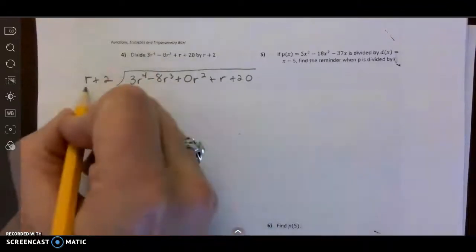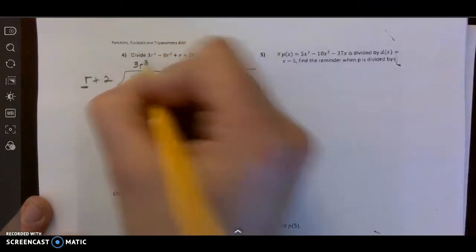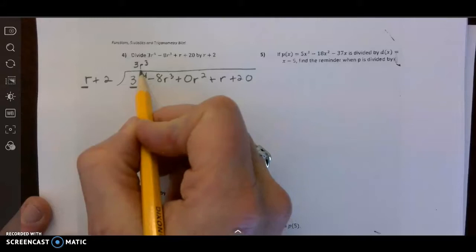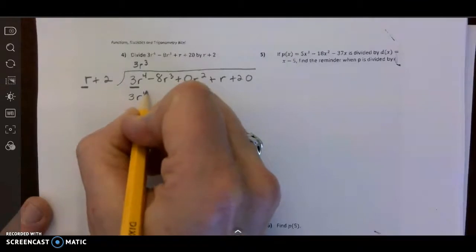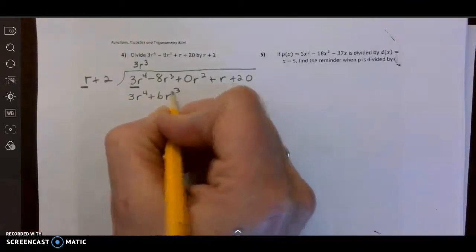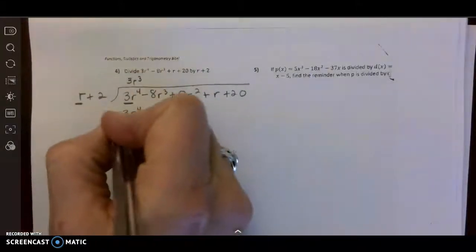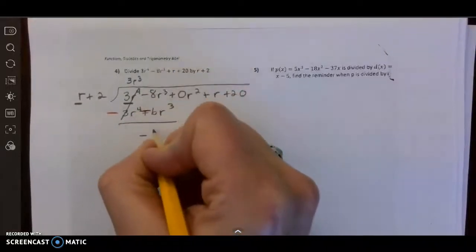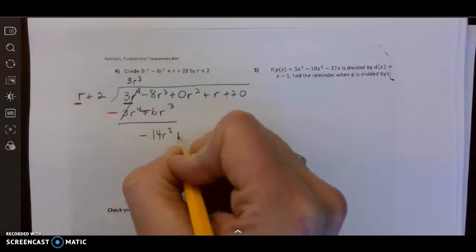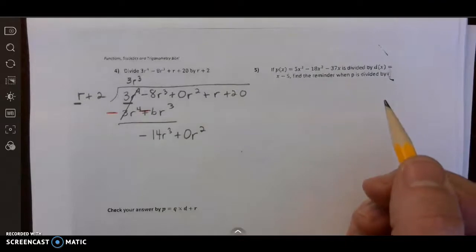Now I'm going to focus on the first. 3r to the fourth divided by r is 3r cubed. Now I'm going to multiply 3r cubed by the divisor, and I get 3r to the fourth plus 6r cubed. Now is when I'm going to subtract, which means I need to change my signs. I'm going to use another color to do that. And because I changed my signs, I can simply add negative 14r cubed plus 0r squared. Carry that down.